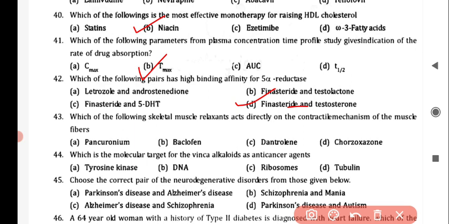Next question is, which of the following skeletal muscle relaxants acts directly on the contractile mechanism of the muscle fibers? And the correct answer is option C, dantrolene. Dantrolene.